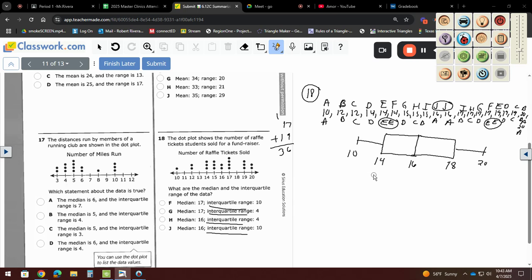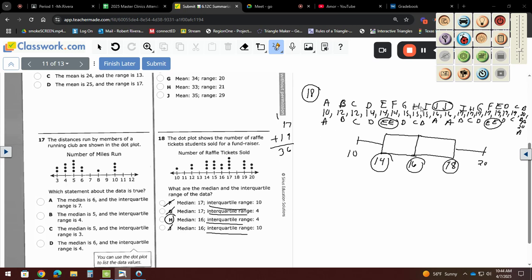They want median. The median was 16. That's why F and G are quickly out. Now they want that interquartile range, the IQR. Who do I use for that? 18 and what? 14. And what's 18 minus 14? 4. So the answer finally is H.